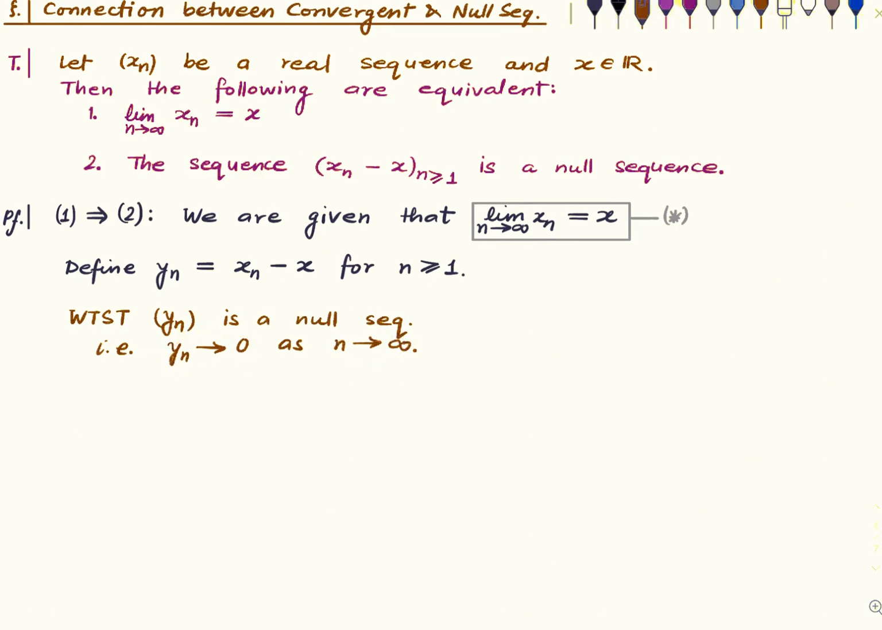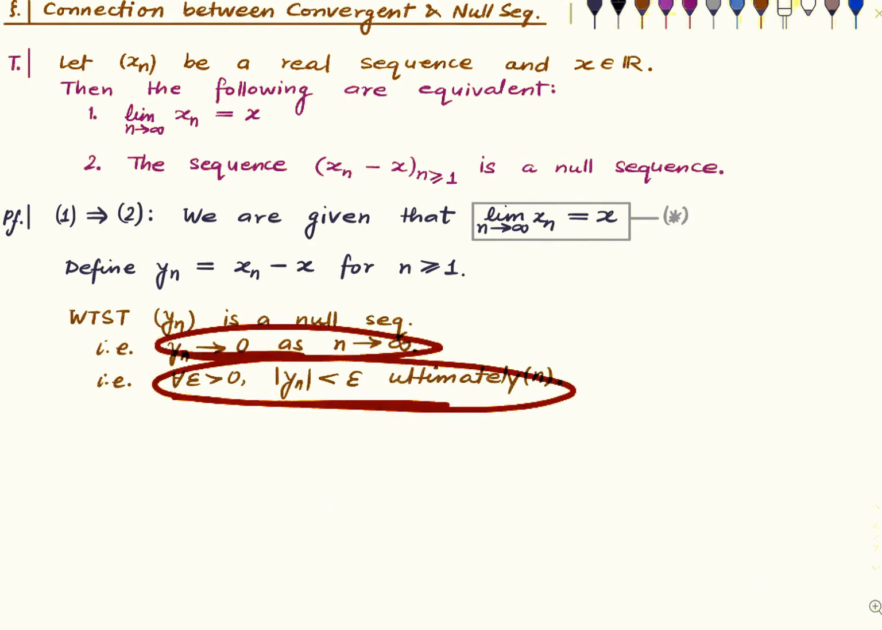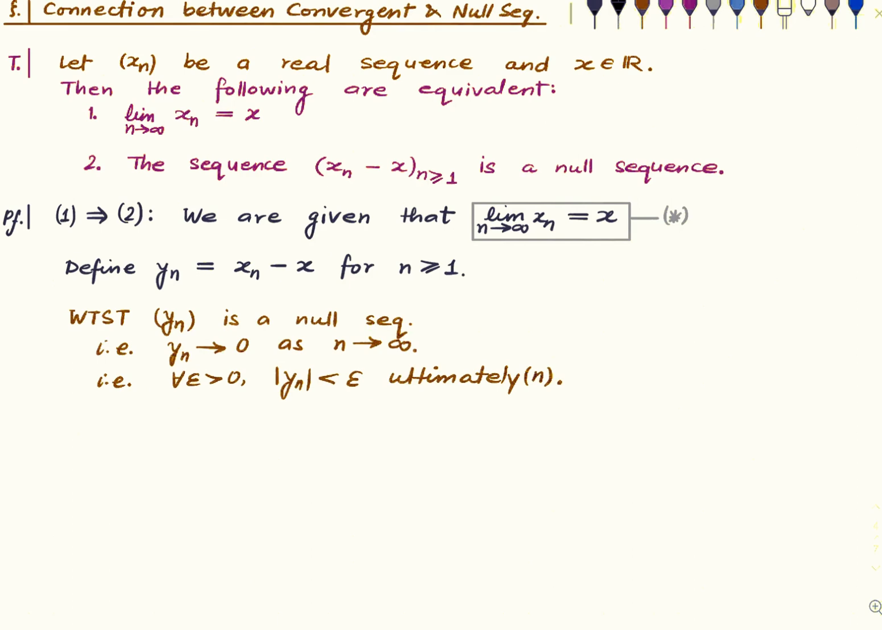Okay, which is to say that for all epsilon greater than 0, this happens ultimately. We just unravel the meaning of this. That's what this means. Okay, so this is what we will show.